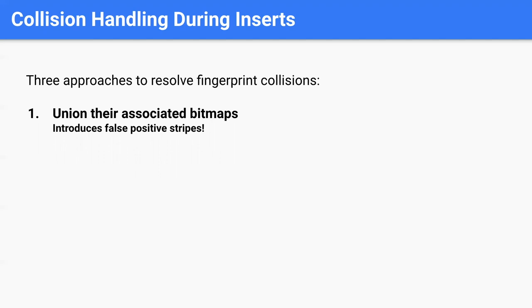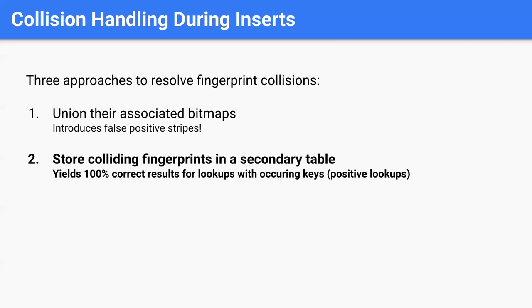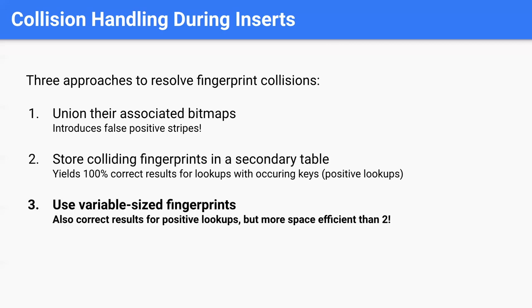First, one could union the associated bitmaps, which won't consume any extra space, but will introduce false positives. Second, one could store colliding entries in an additional full-fledged hash table. This design will ensure correct lookups. Or third, we could use variable-sized fingerprints. So instead of, for example, using 8 bits per fingerprint, we use as many bits as needed to break the tie between colliding entries. We opted for this design as it is both space efficient and ensures correct lookups.